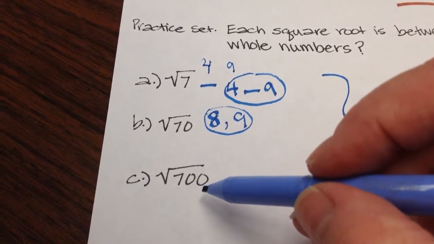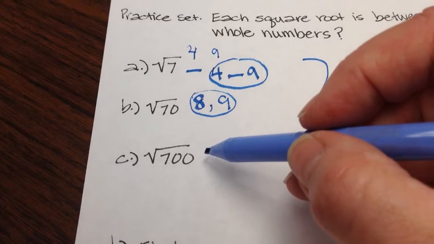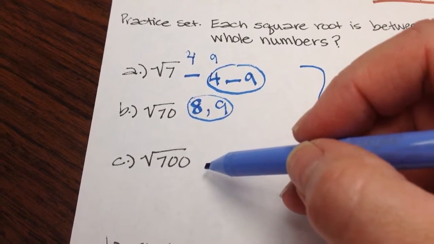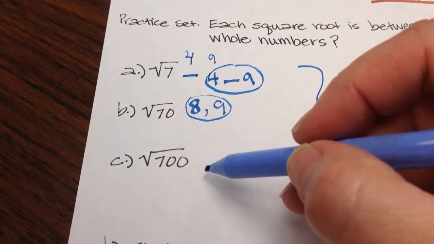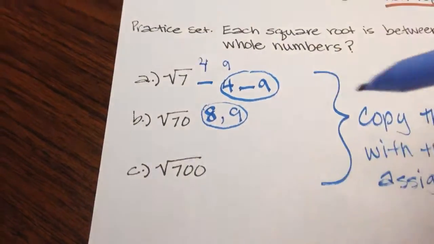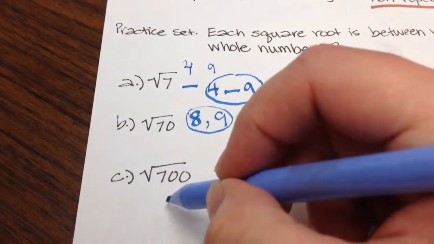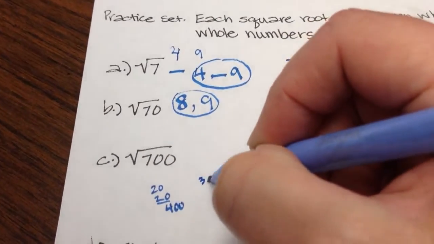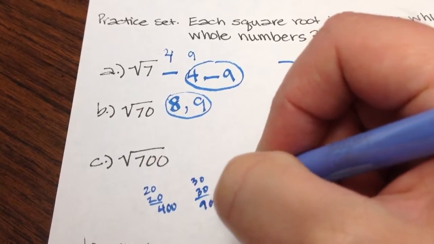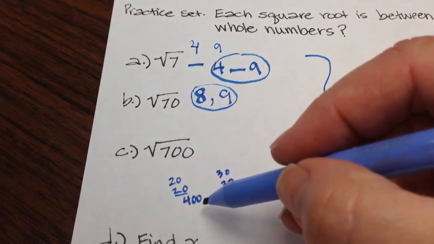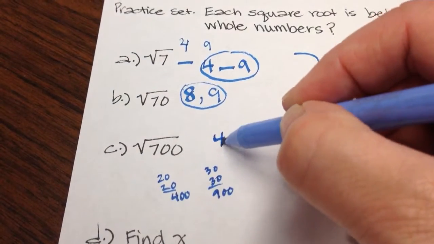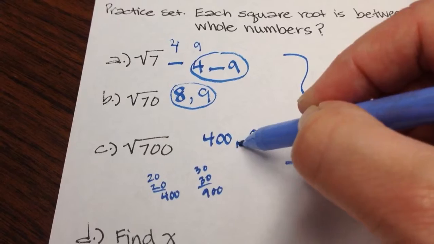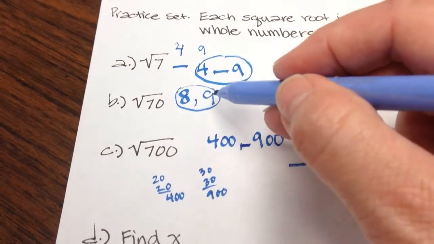700, oh my goodness, well, we know the square root of what? Let's see, 100 times 100 is... oh no. Okay, so we know that 20 times 20 is 400. We know that 30 times 30 is 900. That's too big, that's too little, so it's going to be somewhere between 20 and 30. Oh, look at that. We're making a pattern: 4 through 9, 8 to 9, 4 through 9.